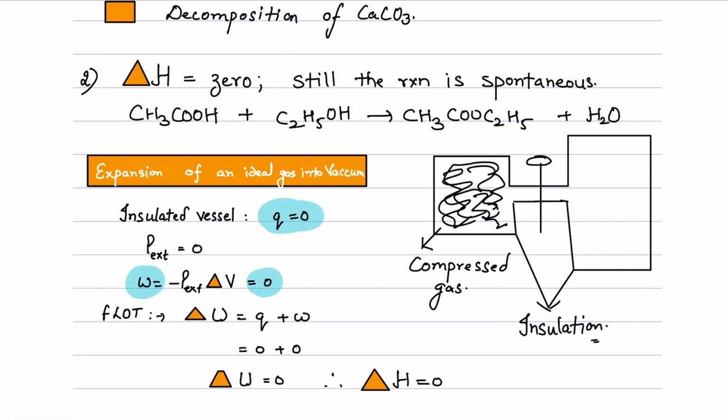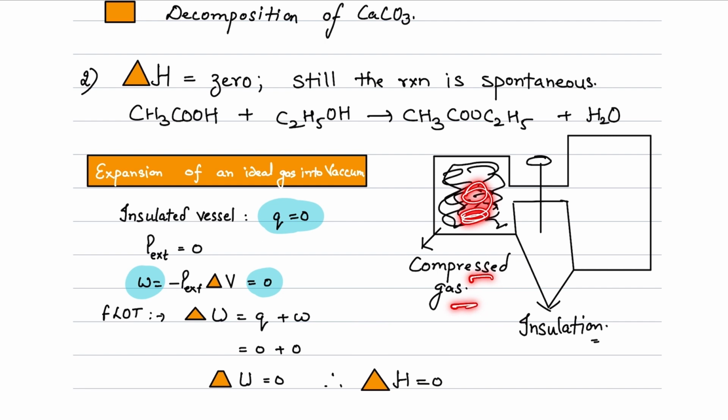The second example is that there are reactions in which delta H is equal to 0, but still these are spontaneous processes. For example, esterification. And the second important example is the expansion of an ideal gas into vacuum. This is very important for school exams.